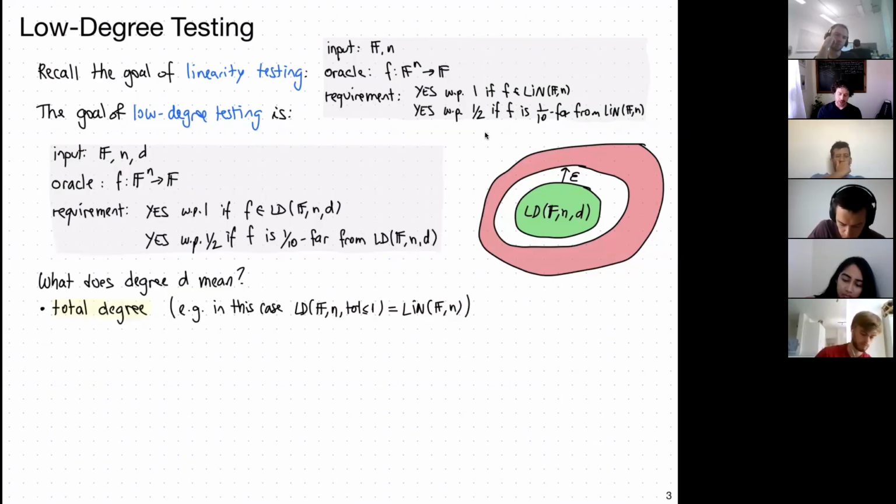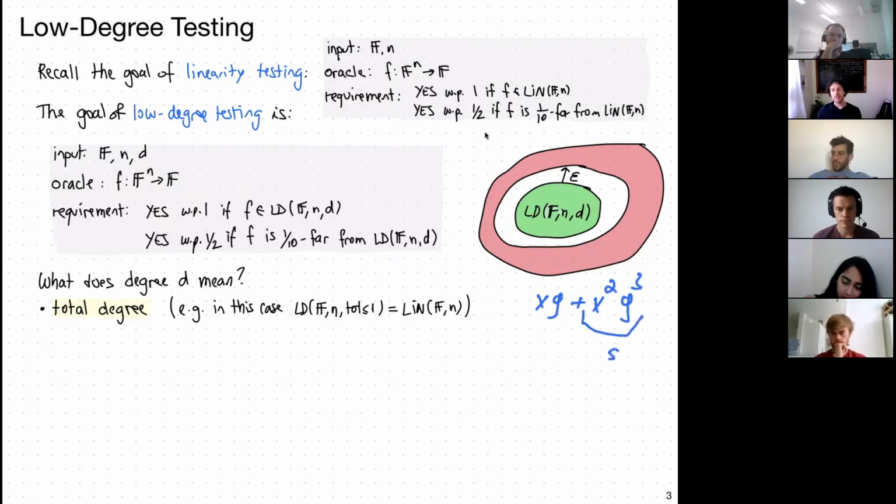So a total degree is, we might have this function, I don't know, xy plus x squared y to the third, and we say that the total degree here is 5, determined by this term. And we also can have a notion of individual degree, where we say for each variable, what is the highest degree to which we raise the variable.